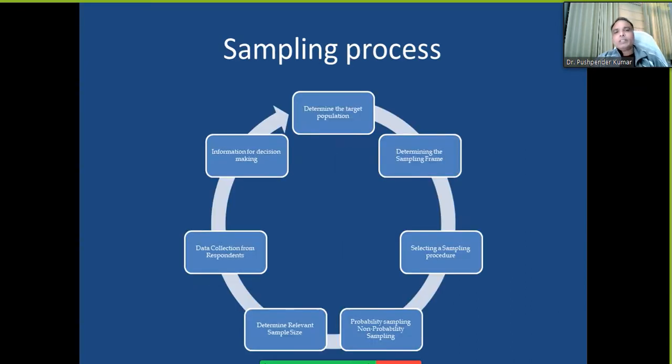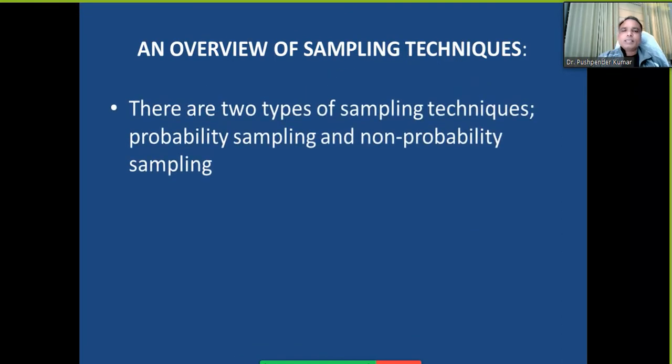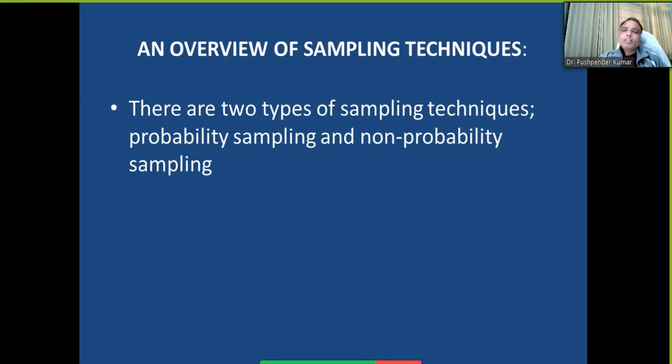So here you see this. How are we going to use this? How are we going to go for the sampling process? First, determine the target population, determine the sampling frame, select a sampling procedure, probability sampling or non-probability sampling, then determine the relevant sample size, collect data from them and use it for information and decision making. So basically, I'm not going to discuss in detail, but here two things are very important that we need to understand: probability sampling and non-probability sampling.